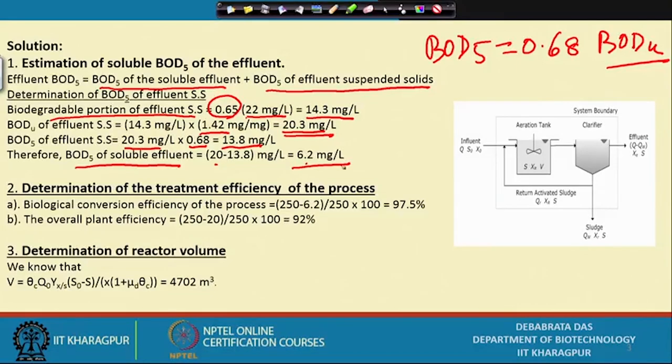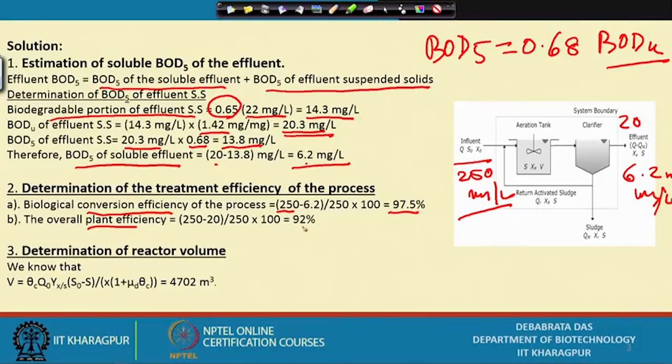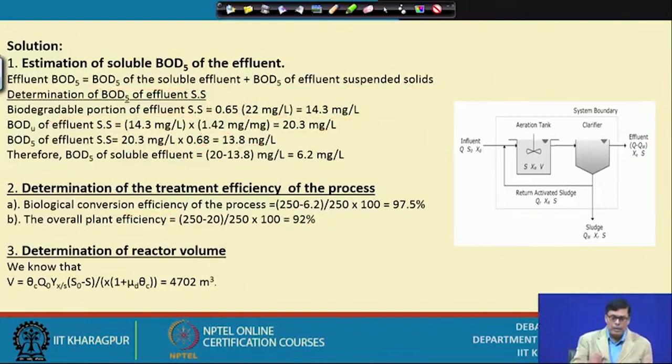Now, when you talk about the process design of any kind of biological process or chemical process, the first parameter we shall have to determine is the conversion efficiency of the process. Here we have two types of conversion efficiency: one is the overall plant efficiency and the other is the biological efficiency of the process. If you look at the biological conversion efficiency, it is based on the BOD of the soluble incoming liquid, here 250 milligram per liter BOD5, and here 6.2 milligram per liter, which we have found out. So the biological conversion efficiency of the process will be 97.5%. But the overall plant efficiency, if you consider 250 and here 20, that is 250 minus 20 by 250, comes to 92%. So this is how we can calculate the plant efficiency.